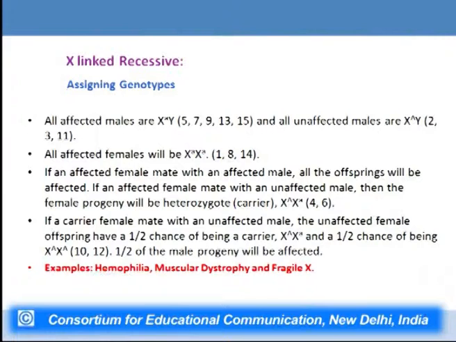If a carrier female mates with an unaffected male, the unaffected female offspring have a 1 out of 2 chance of being a carrier, X capital A X small a, and a 1 out of 2 chance of being X capital A X capital A. Half of the male progeny will be affected in this particular inheritance. Examples of X-linked recessive inheritance are hemophilia, muscular dystrophy and fragile X syndrome, which are very commonly seen in families which have this particular trait.